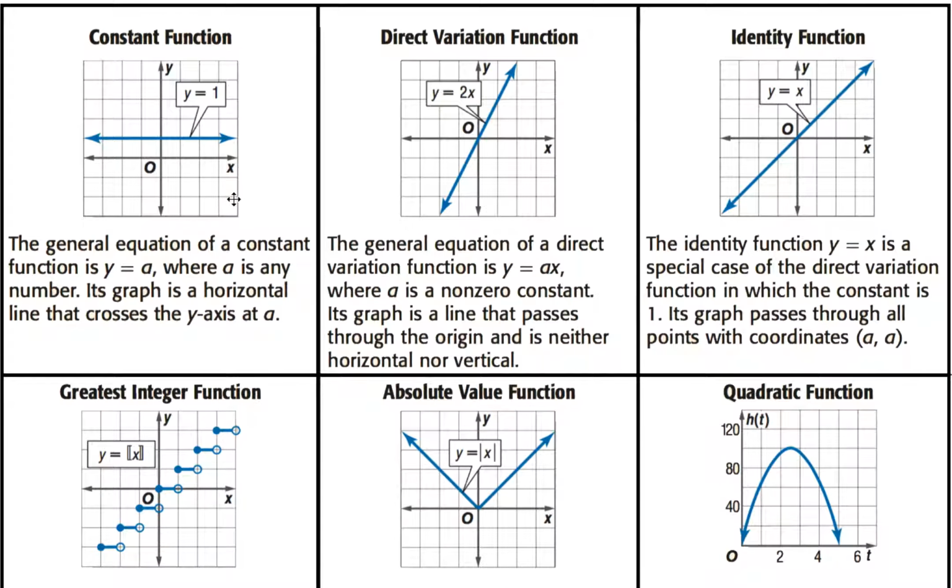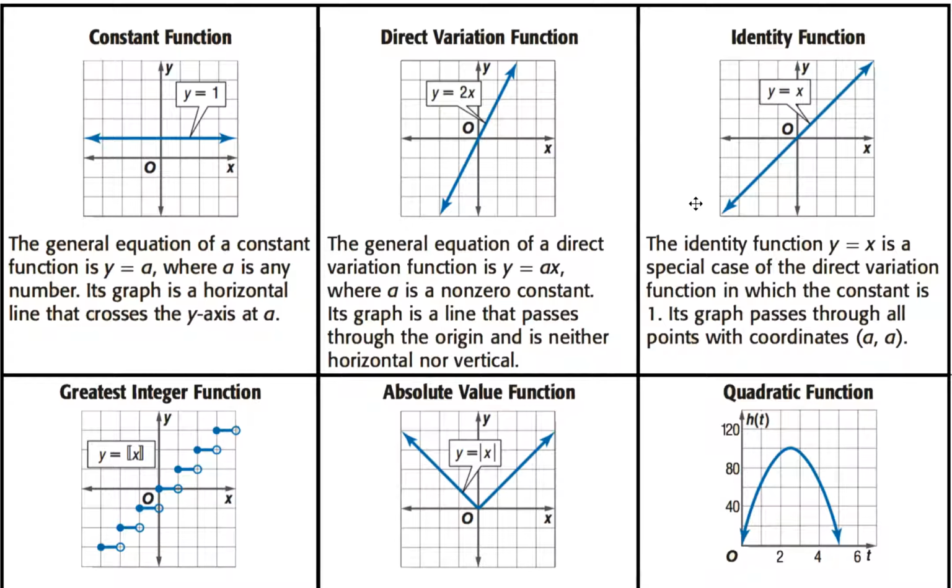And then we also have the constant function. Now the constant function is when you have y equals a number, it's always a horizontal line. You'll never have x equal to a number because that would be a vertical line and that's not a function. The direct variation function, y equals a times x, that's where a is any number and you're going to have just a slanted line.